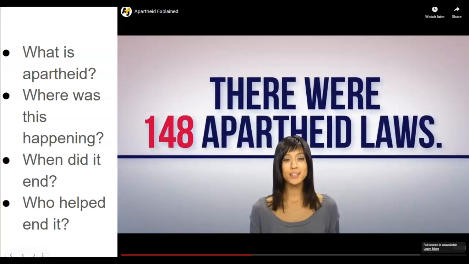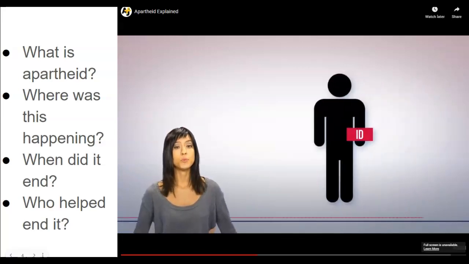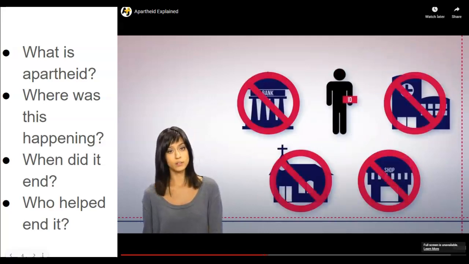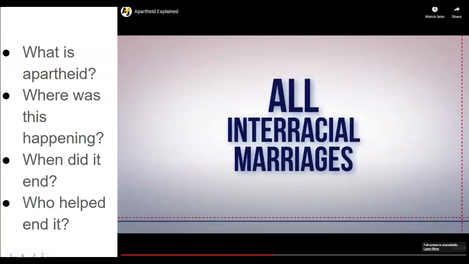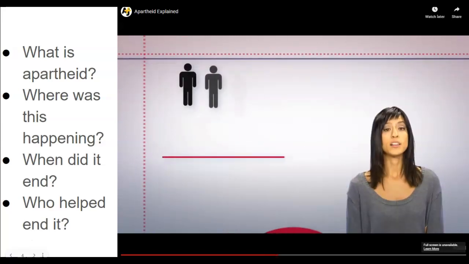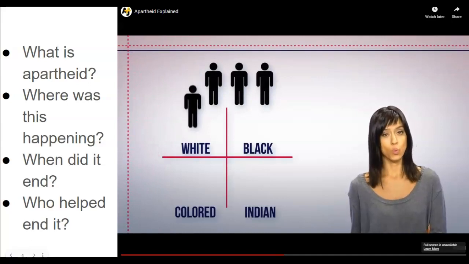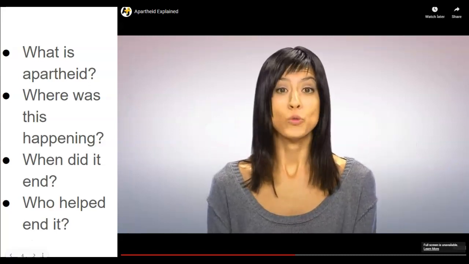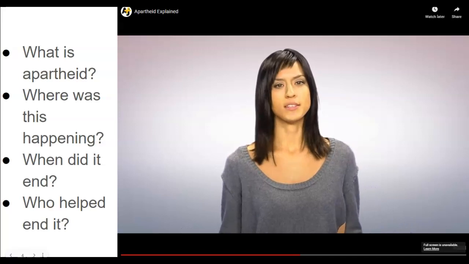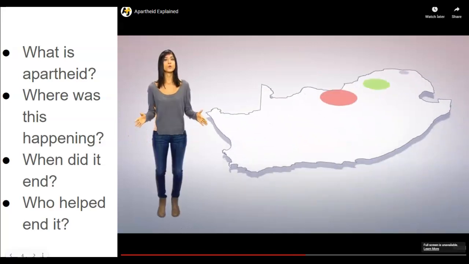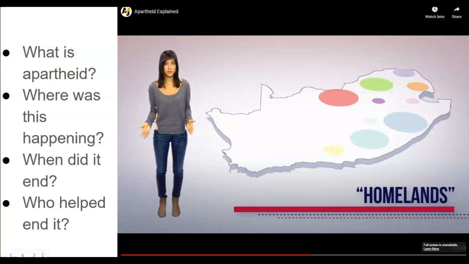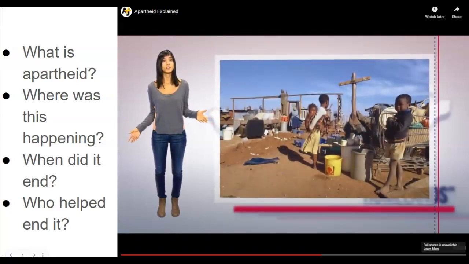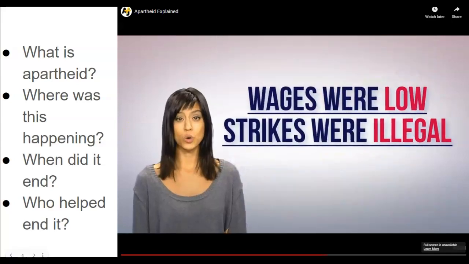There were 148 apartheid laws. Blacks had to carry ID permits at all times and had to obey strict curfews. Public facilities were separated for white and non-white use, and marriages between whites and other races were banned. People were classified into 4 racial categories: white, black, Indian, and colored, people of mixed race. And they were all separated into different residential areas. Blacks were divided into 10 so-called homelands based on tribal groups. Homelands were rural, overcrowded, and lacked jobs, forcing blacks to seek work as migrant laborers. Wages were low, and it was illegal for workers to strike.